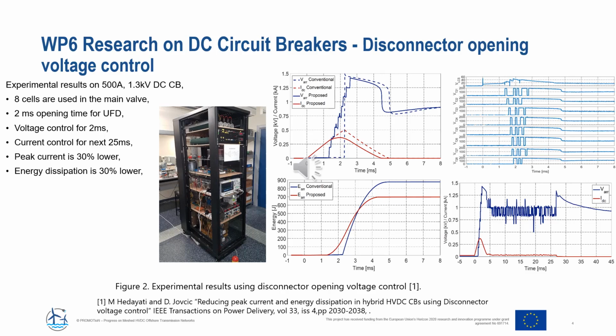The graphs on the right show the control signals to each of the 8 individual cells, and the lower graph indicates that we can achieve voltage control in the first 2 milliseconds, and then there is a smooth transition to current control for the next 25 milliseconds.